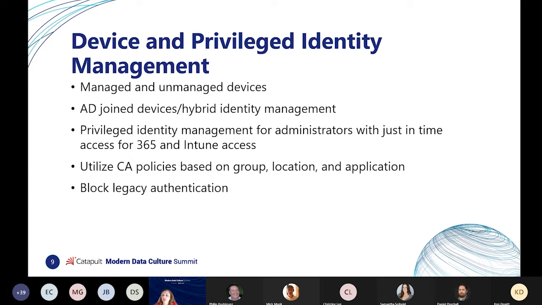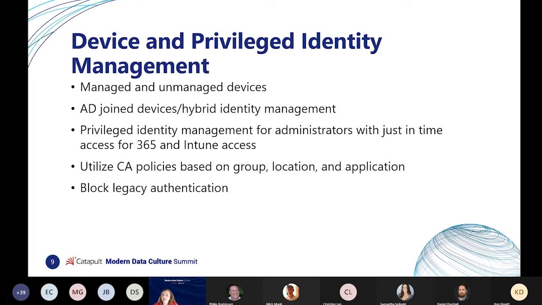Again, utilizing conditional access rules. Those are also pretty important and very useful in these environments to help with device and privileged identity management, based upon application, based upon location, based upon group. The other thing, especially in terms of multi-factor authentication and overall security posture, and thinking through places that are frequently compromised, is to make sure to block the legacy authentication.